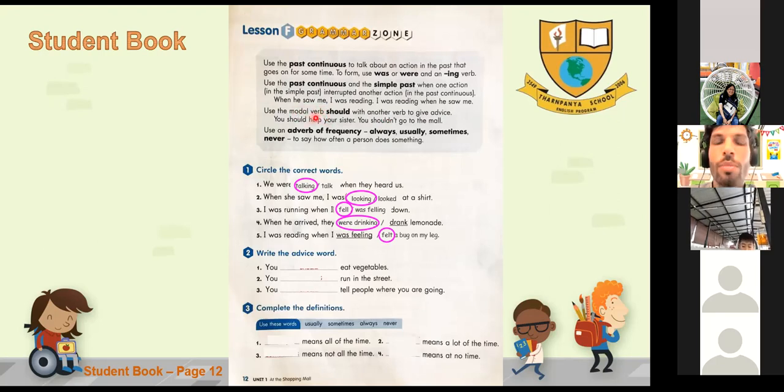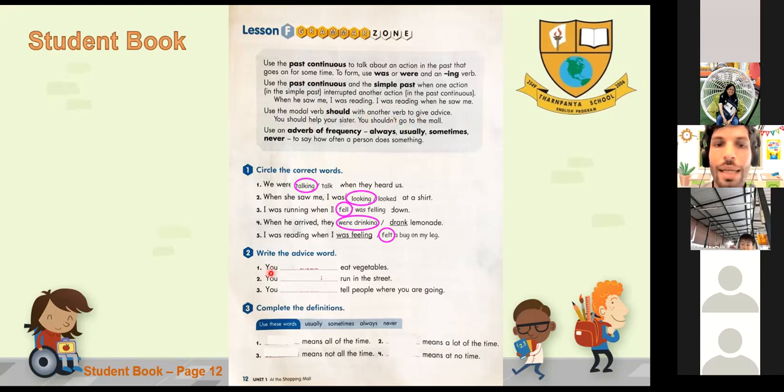Okay, we use the modal verb should with another verb to give advice. The negative form of the modal verb should is shouldn't, apostrophe and T at the end. This is the contraction for the words should not. The apostrophe replaces the O. Let's take a look at some examples now.